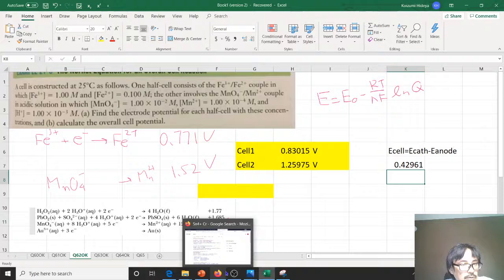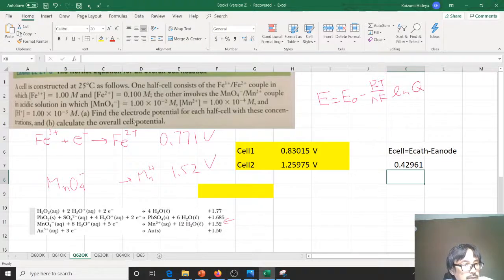Because I'm not completely sure which one is the cathode and which one is the anode for this particular problem. It really doesn't say. It looks like it's going in the same direction. So in that case, that's pretty much all I can say.